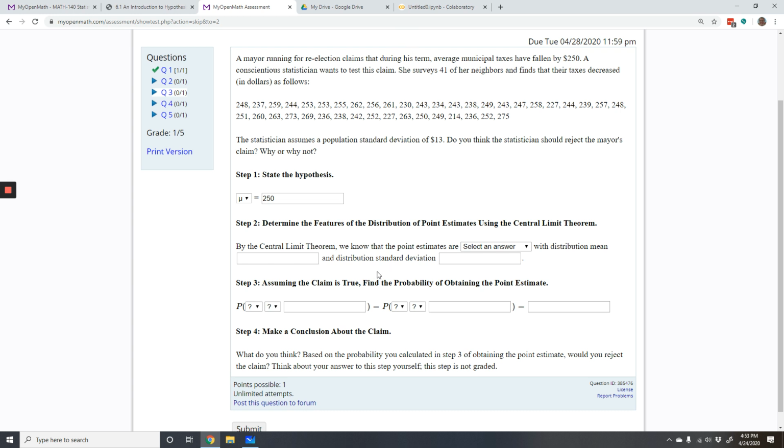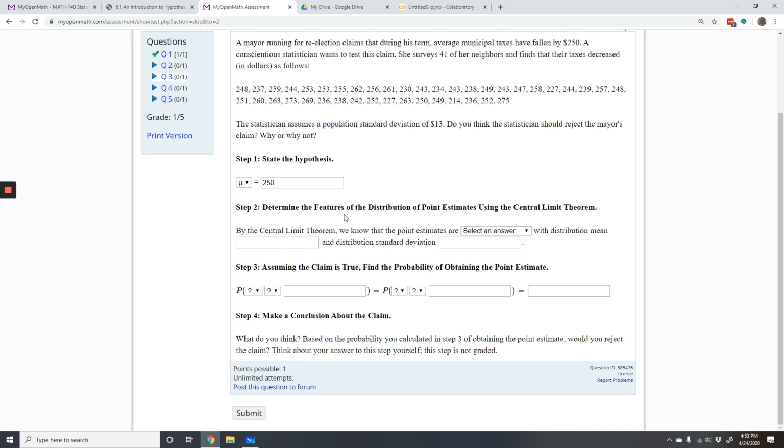Okay, so step two, now we want to determine the features of the distribution of point estimates using the central limit theorem. And we want to do this assuming this hypothesis is correct. Okay, so we're going to do this using the central limit theorem. And the first thing we are going to do is decide what kind of distribution we're dealing with. Are the point estimates here, which in this case would be our sample means, is the distribution of sample means, are they normally distributed or are they t-distributed?